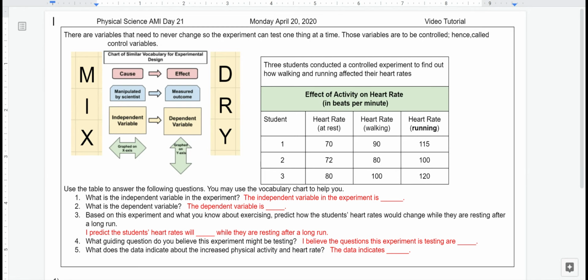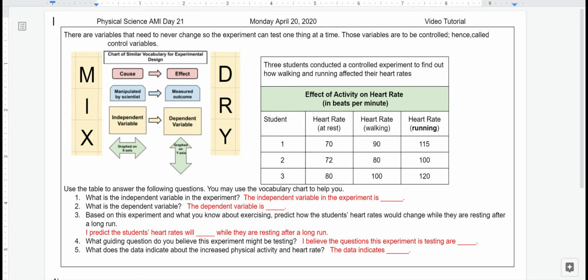Today's lesson, we have 5 questions that ask us to use the table to answer the following questions. You may use the vocabulary chart to help you. It also tells us that there are variables that need to never change so the experiment can test one thing at a time. Those variables are to be controlled, hence called control variables.